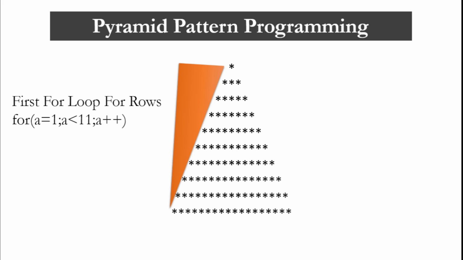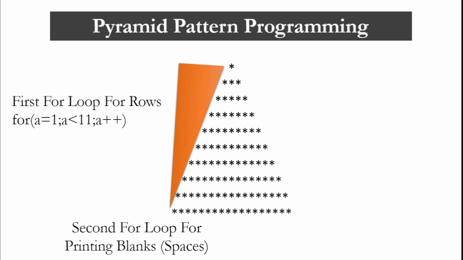The second thing, most important in pyramid pattern programming, is the blank spaces. For the first row, we have only a single star, so we need many blank spaces. For the second row, we have 3 stars, but before that we need white spaces that are fewer than in the first row. Going towards the bottom, the white spaces are decreasing. So we need another for loop. It will print the blank spaces, or we can say white spaces.